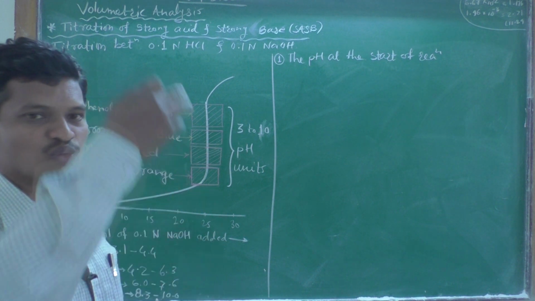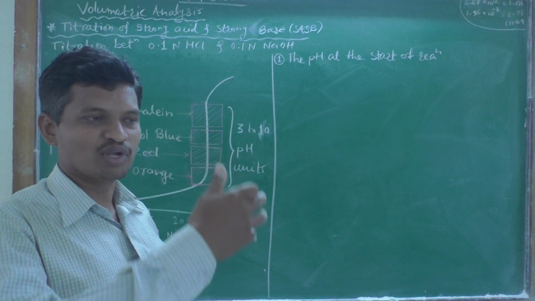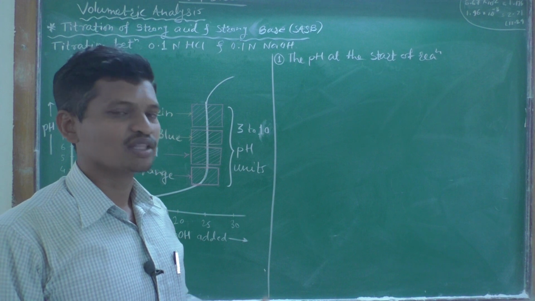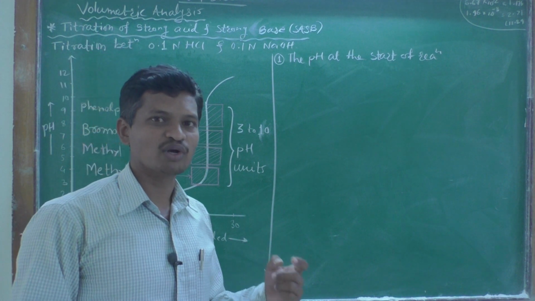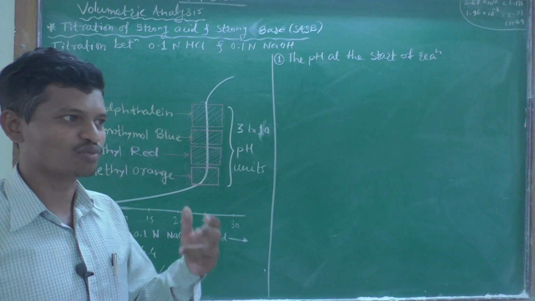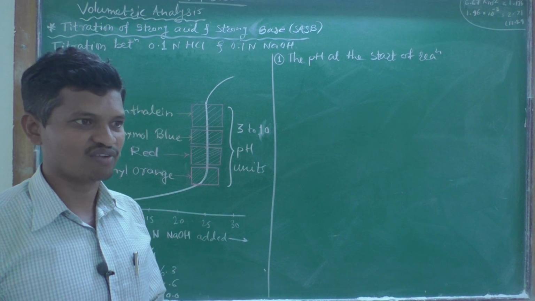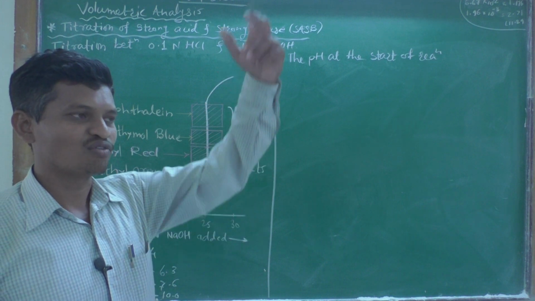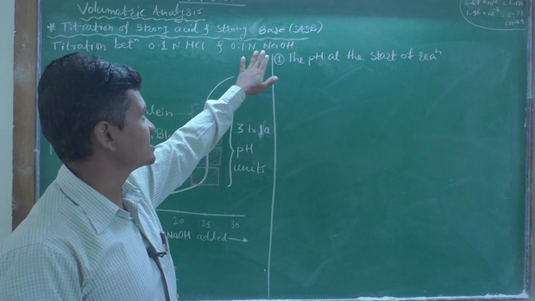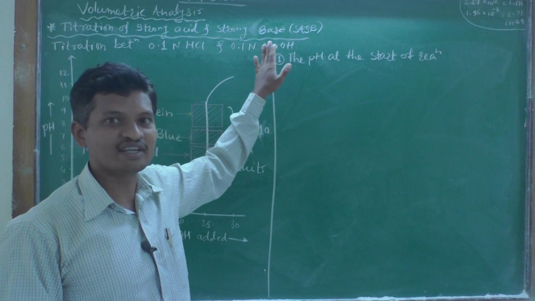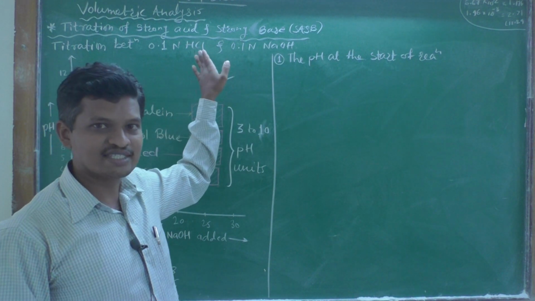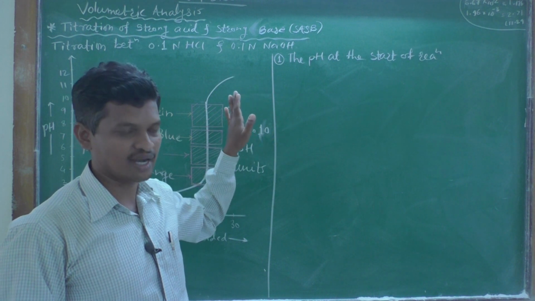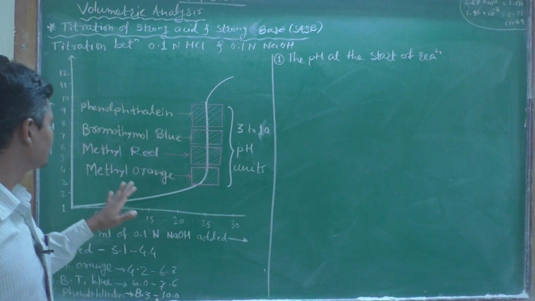So we are adding sodium hydroxide from the burette into the conical flask. In the conical flask we have taken 25 ml of 0.1 normal HCl, that is hydrochloric acid, by pipette. And we are adding the sodium hydroxide, that is base, from the burette. In this case, NaOH, that is base, is the titrant, and HCl, that is acid, is the titrand.